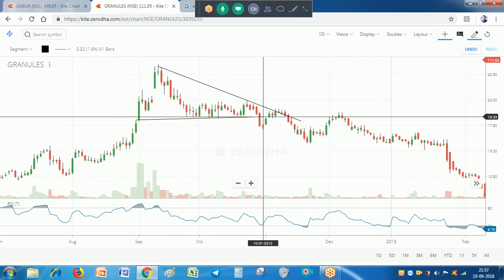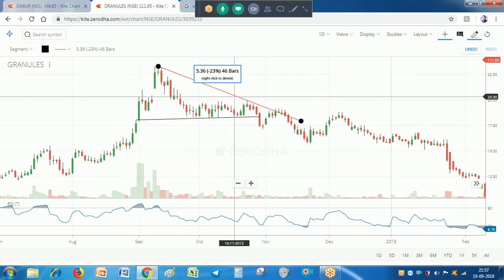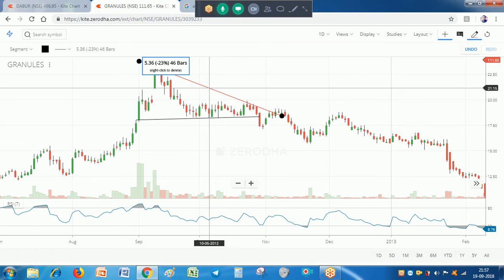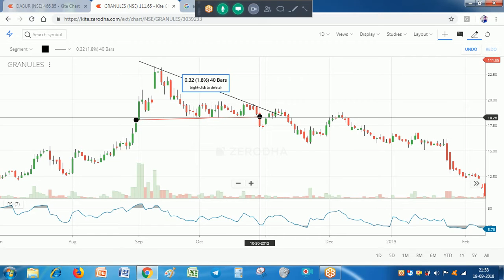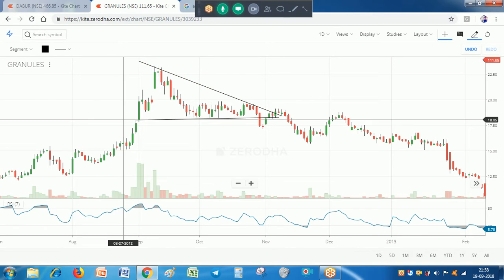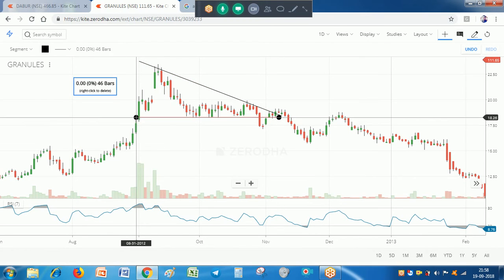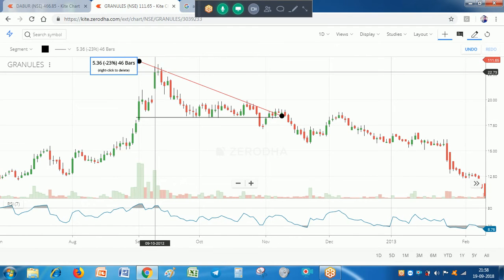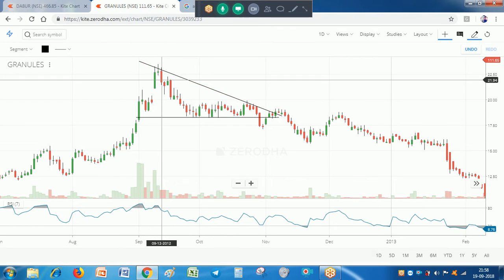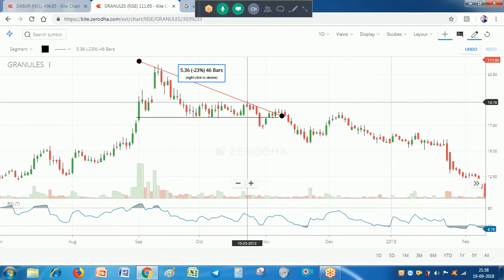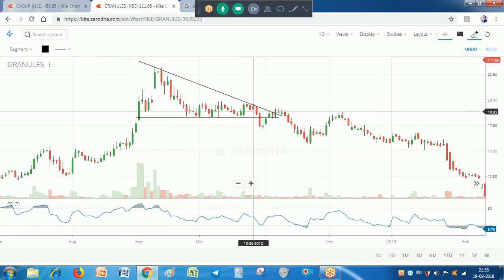Actually this pattern has completed here. It has given a breakout of this level somewhere. We could say that the stock has completed the pattern here. This is our descending triangle, opposite to the ascending triangle. You could see here the stock made some high, then came down, made some low, again went up, again down. So here it made a pattern where the highs were lower and the lows are equal.